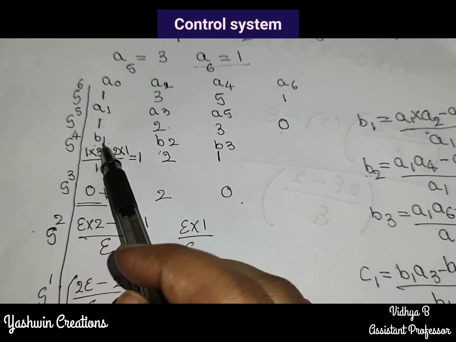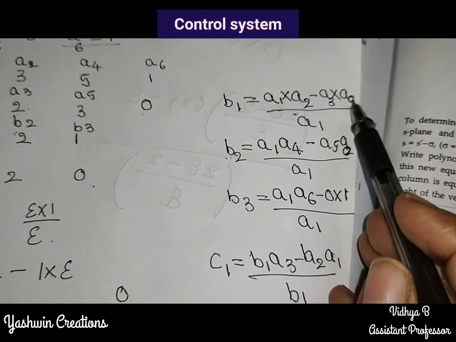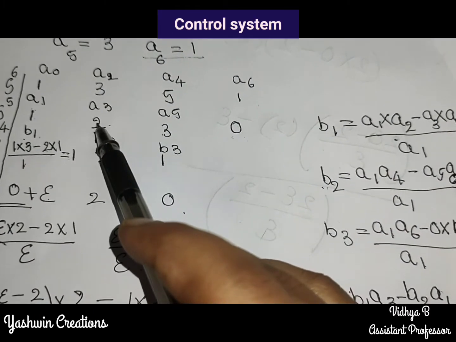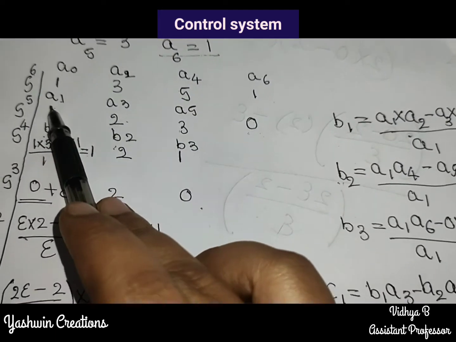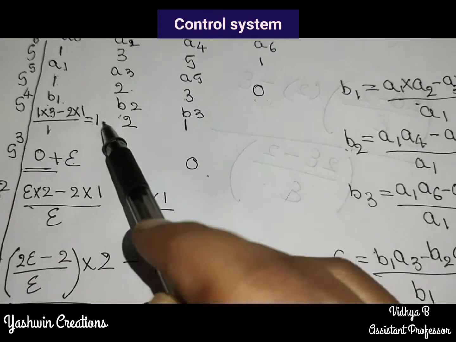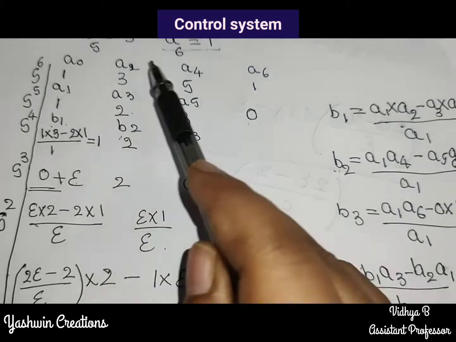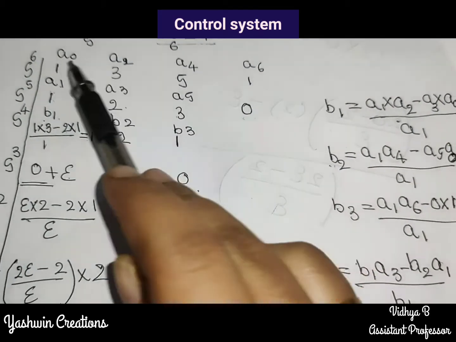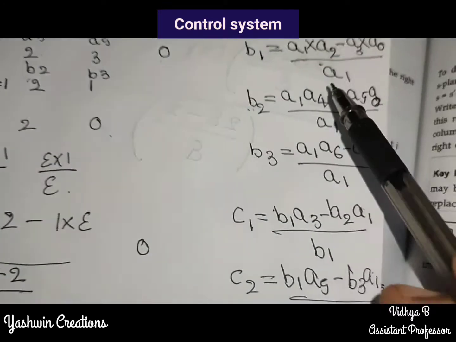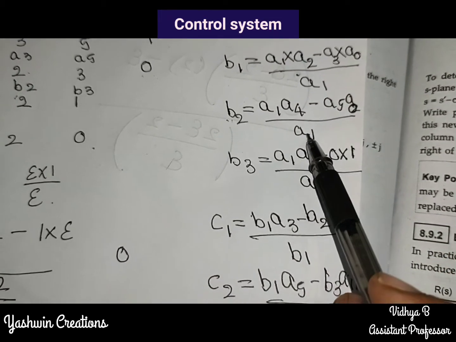In order to find B1, the formula you should use is A1 into A2 minus A3 into A0 divided by A1. Like this, we have done: 1 into 3 minus 2 into 1 divided by 1 equals 1. Next, in order to find B2, it is A1 into A4 minus A5 into A0 divided by A1. So that is the value of B2. You can observe the formula here, A1 into A4 minus A5 into A0 divided by A1.